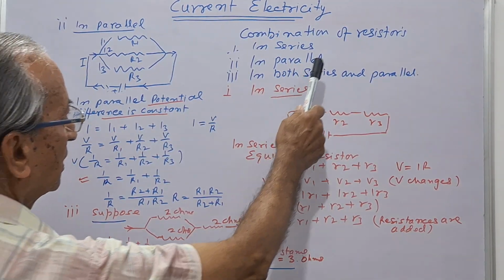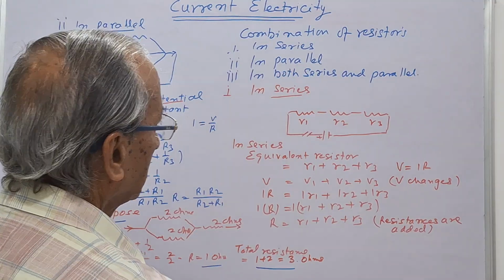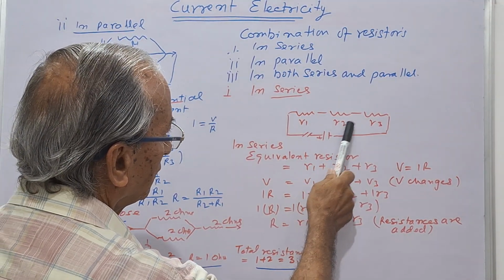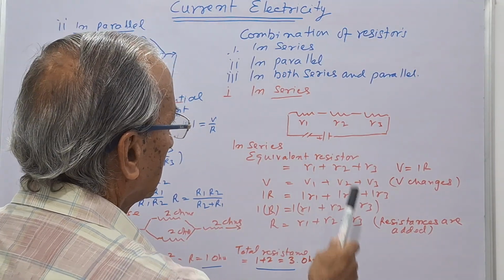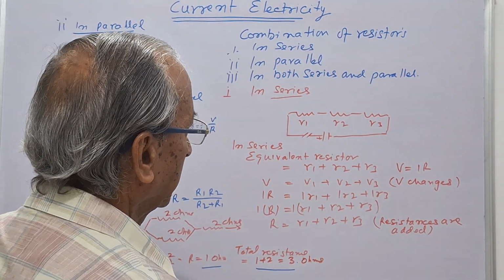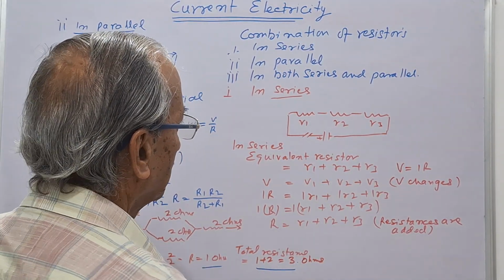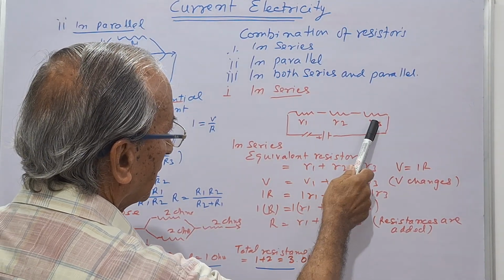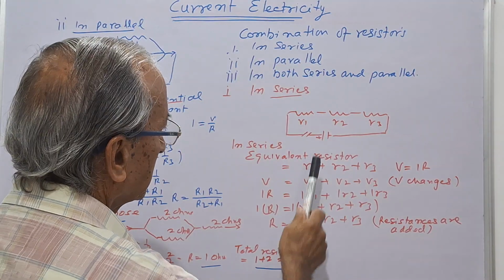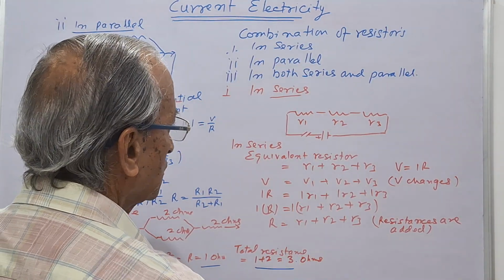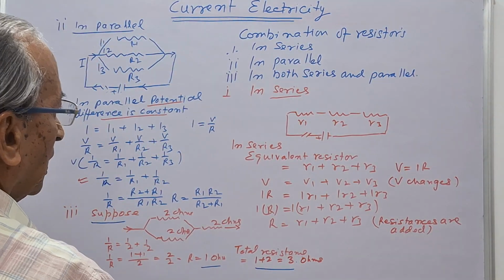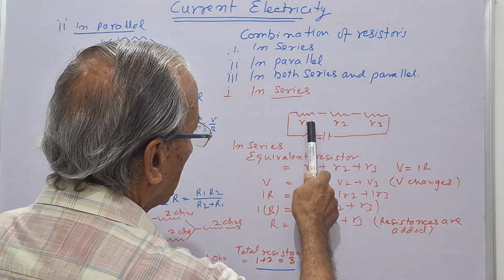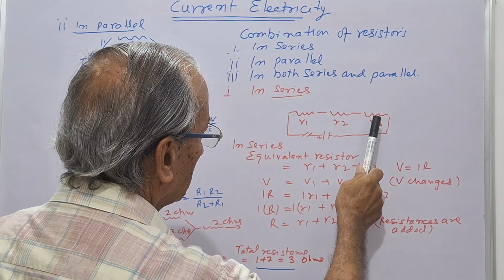So first I will take series. Suppose three resistances R1, R2, R3 are arranged in series, that is, head to tail. So a circuit is formed with R1, R2, R3 in series, attached to the source. Now in series, the equivalent resistance will be R1 plus R2 plus R3.